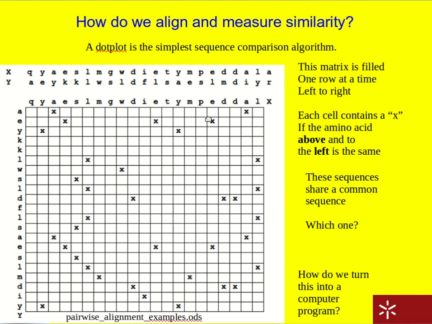This is very simple to do. You can in principle do this manually. I didn't do that. I have an Excel sheet that does that for me, and you can find it among your teaching files, course files. It's called pairwise alignment examples. And if we just look at this picture, we can immediately see that there's something going on here. We see that there is the diagonal in the dot plot.